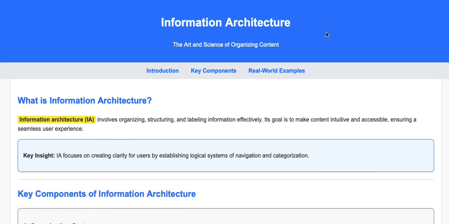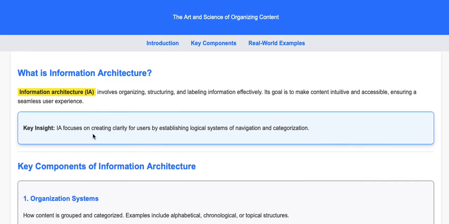So let's quickly talk a little bit more about it. I've talked about this before. Information architecture involves organizing your content, structuring it, making sure that labels are informative, and that it informs the person effectively and clearly. You want to make sure that content is easy to understand, so that anyone reading it is able to understand what it is and why it's there. You want to focus on creating clarity, and establish logical systems of navigation and looking through the content.